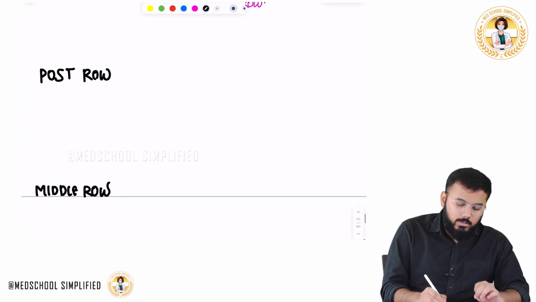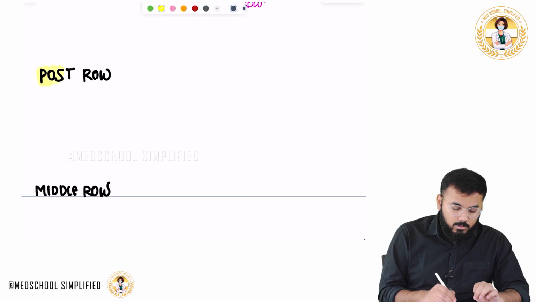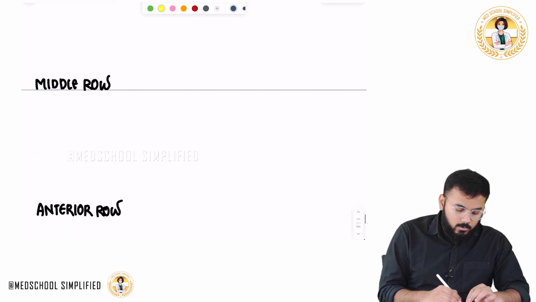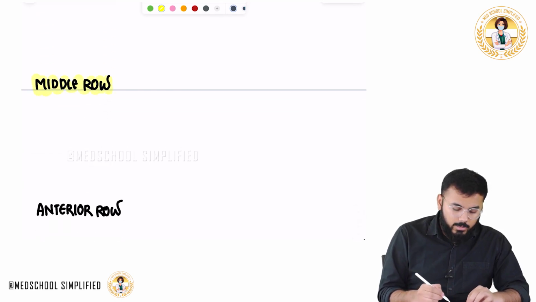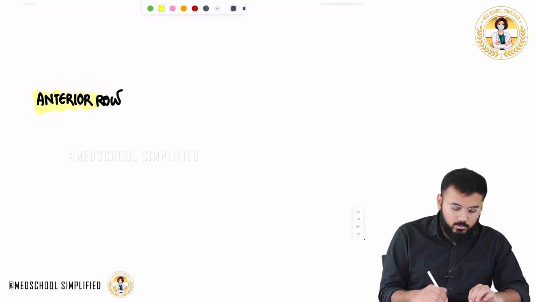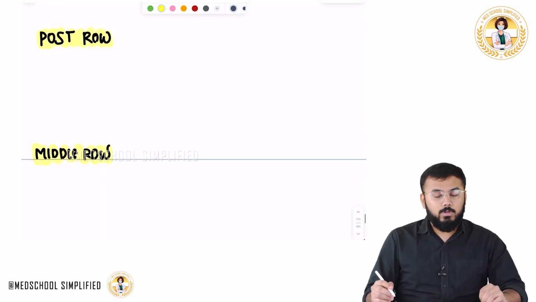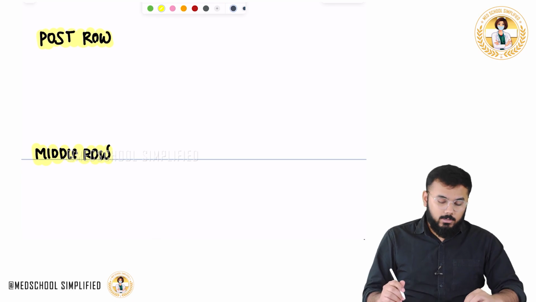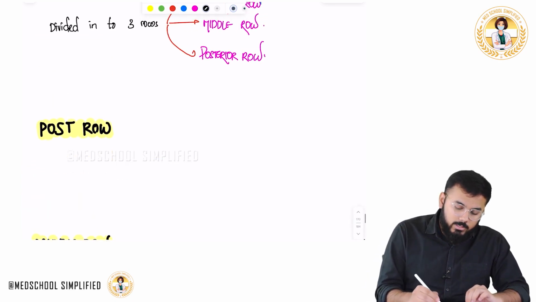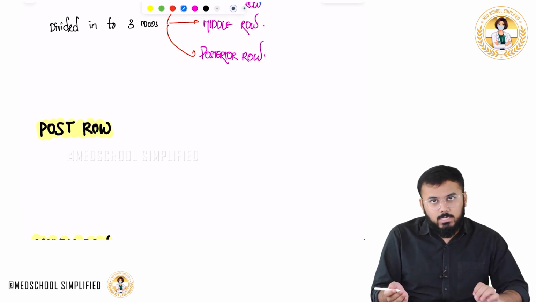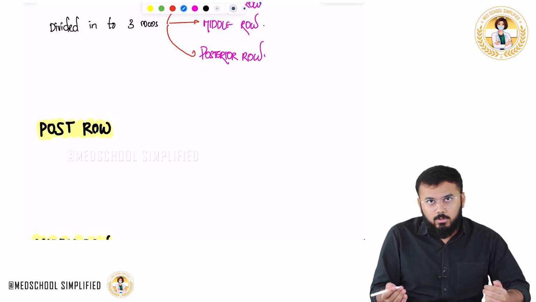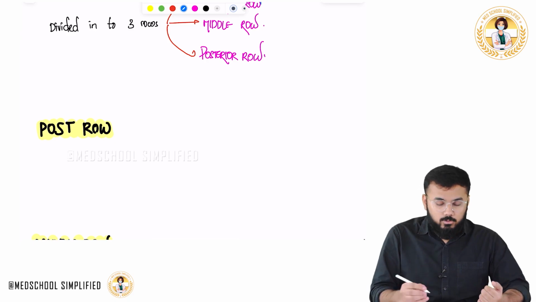Anterior row. Okay, so what are the 3 rows? Here we have the posterior row, the middle row, and the anterior row. So these are the 3 important rows. Within these 3 rows we again have 2 important things. What are those 2 things? One is called medial, another is called lateral, right? On the medial side we have nuclei, and on the lateral side, that is the medial zone and lateral zone.